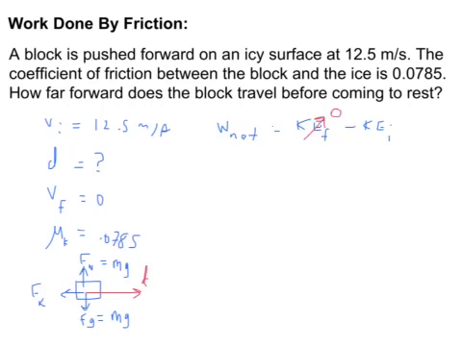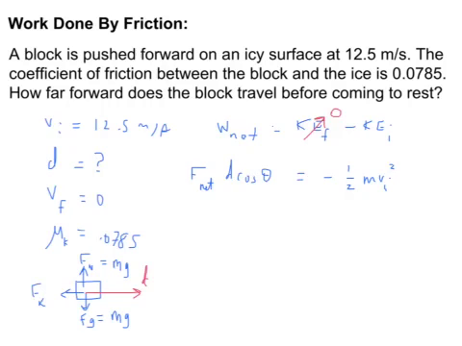In these problems, you always plug in for W net the net force times the distance times the cosine of theta, where theta is the angle between the net force and the distance. And then on the right side, we just have minus the initial KE, which is this, 1/2 mv squared. And good, we're ready to go.